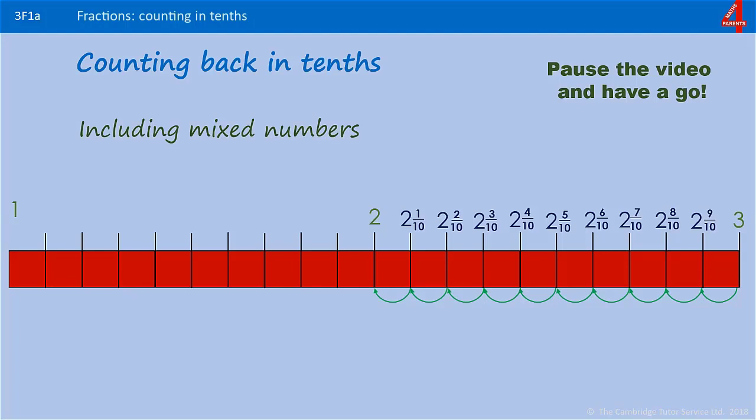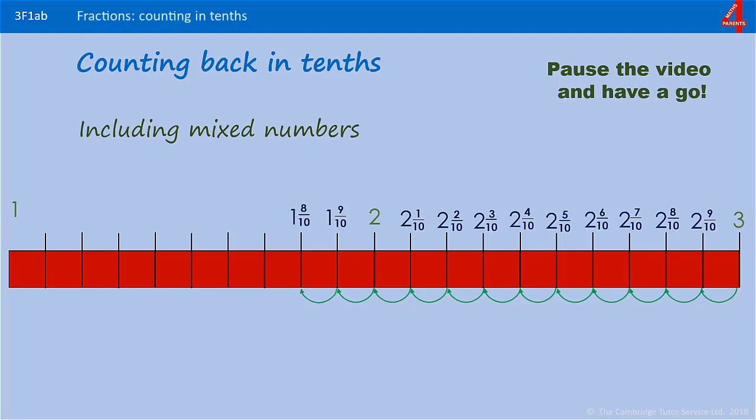We're going to go smaller than the 2, so it will be 1 and something, 1 and so many tenths. Because we're counting back 1/10, it's going to be 1/10 less than 2, which is 1 and 9/10. And then counting back another tenth is 1 and 8/10.